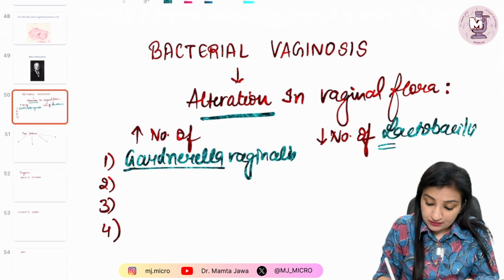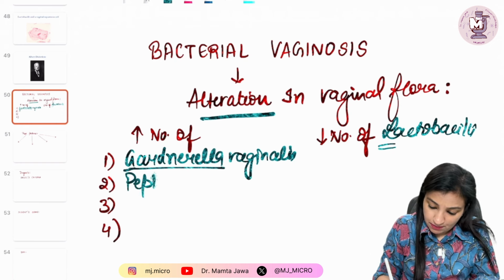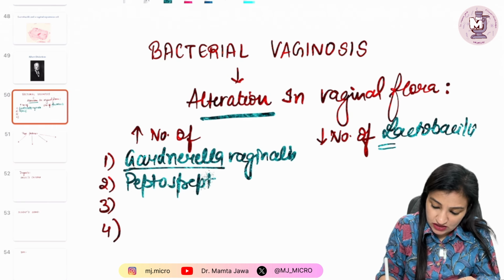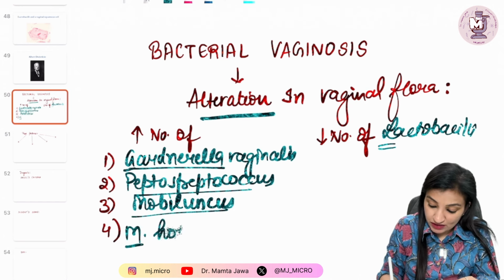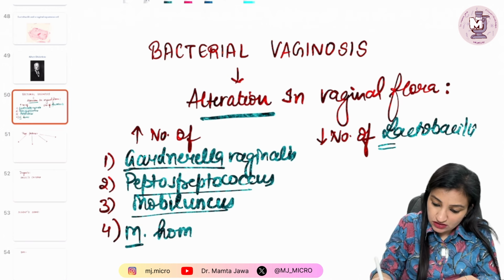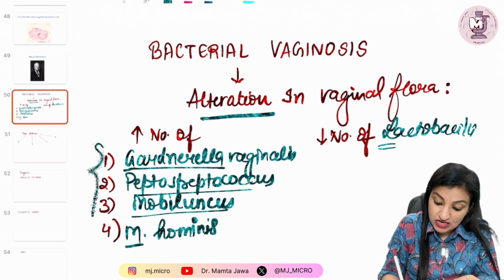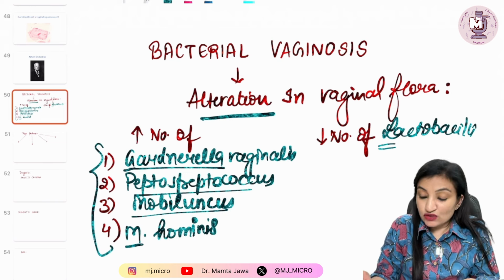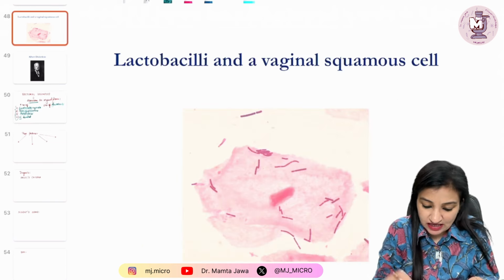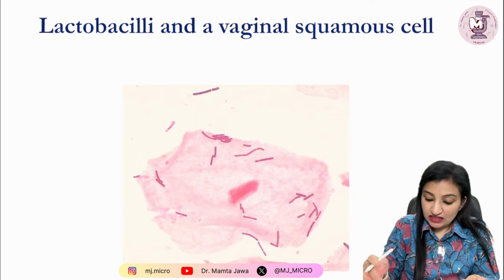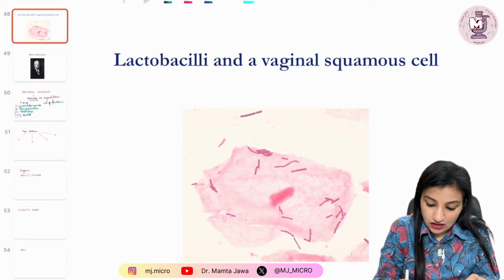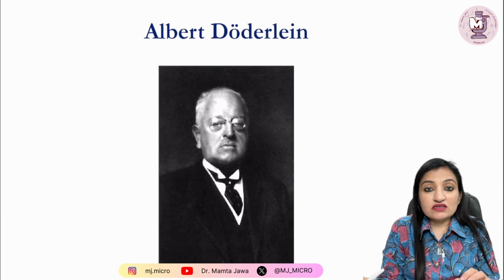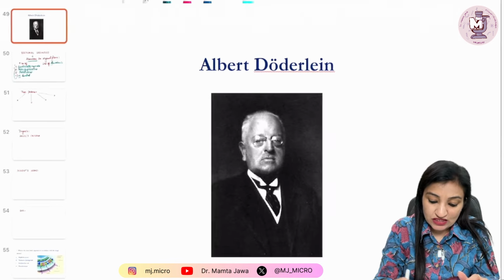Remember this. And anaerobes like Peptostreptococcus, Mobiluncus, and Mycoplasma hominis. So all these four organisms are going to increase in number, and there's going to be a diminution in the number of lactobacilli, which look like this. These are gram-positive bacilli. Now, lactobacilli have been named after Sir Albert Doderlein, and that is why they're also known as Doderlein bacilli.